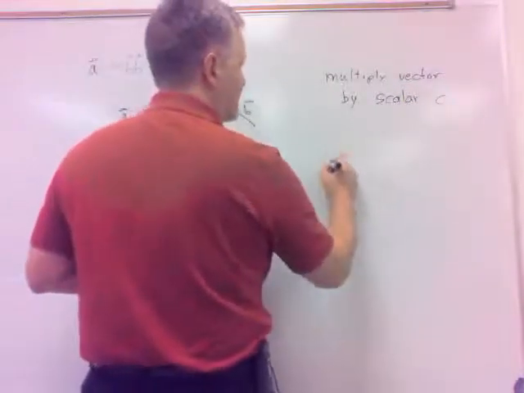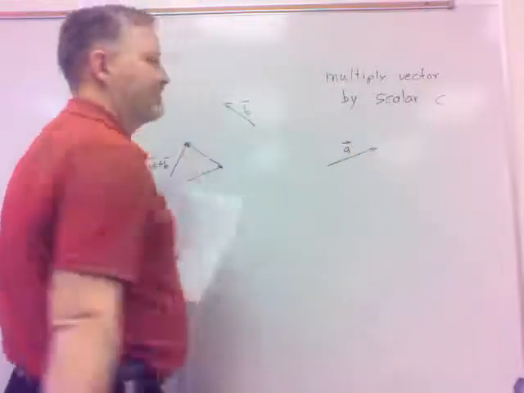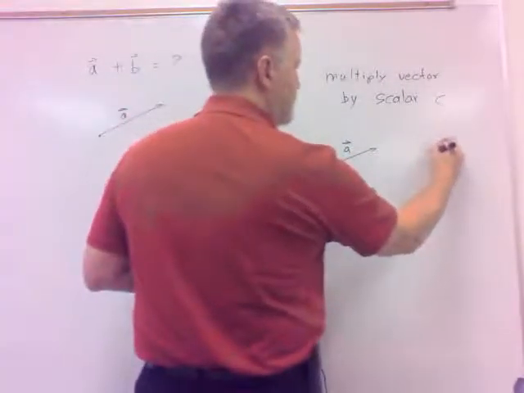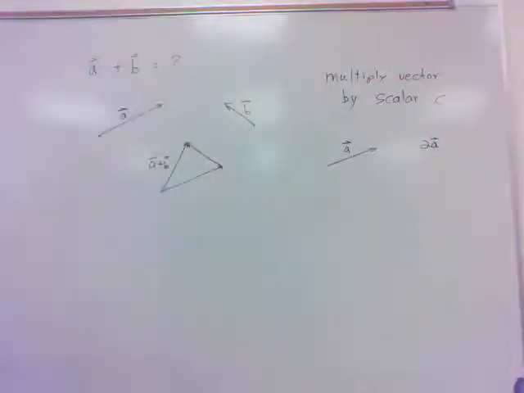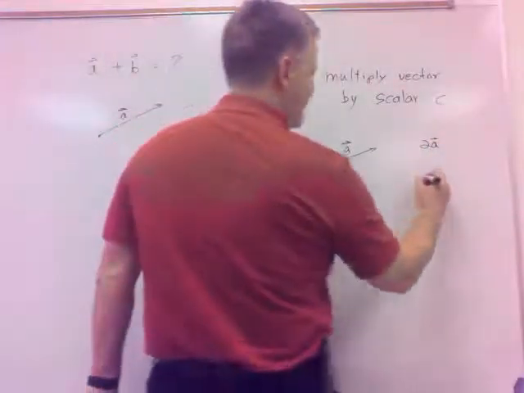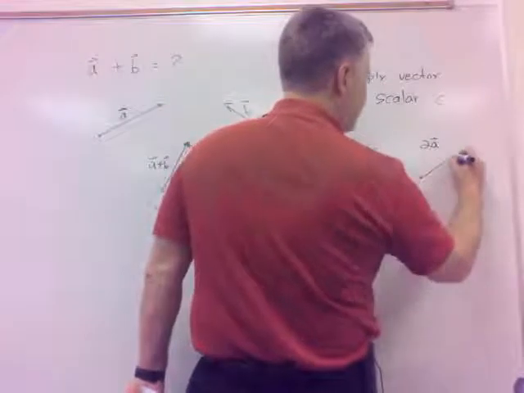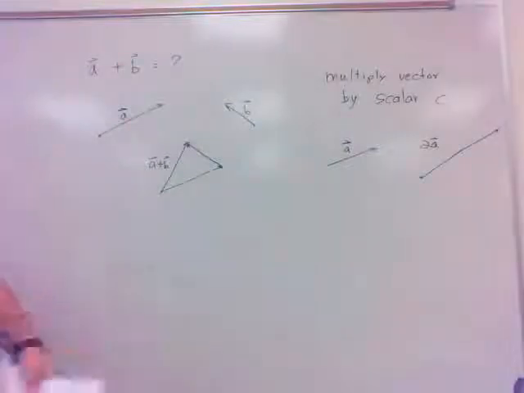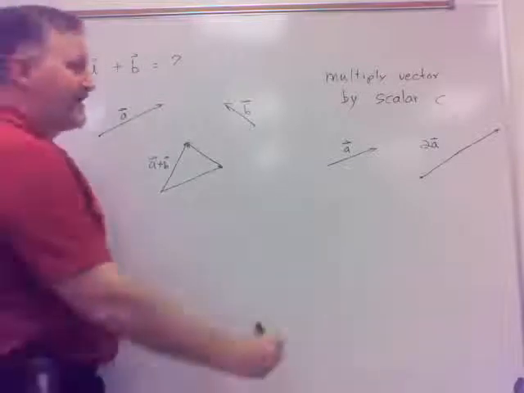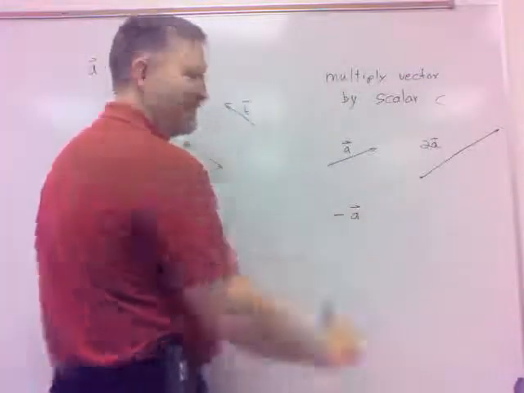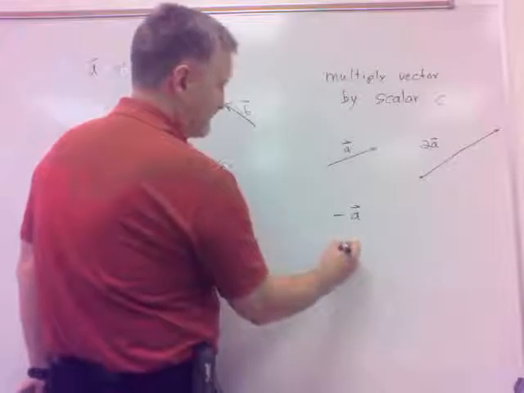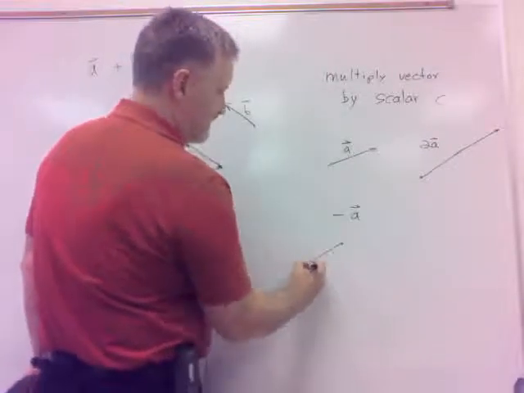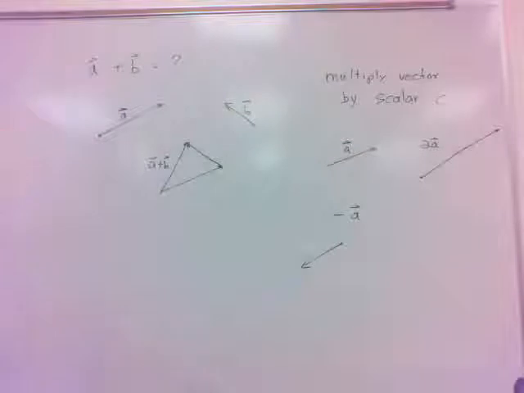So here's A, and say I want to do 2A, multiplied by the scalar. It'll be twice as long. Same direction, but twice as long. Half A would be half as long. So that's what a scalar does when you multiply it. What about a negative? It reverses the direction. That's A, then minus A goes in the opposite direction. Same magnitude, but in the opposite direction.